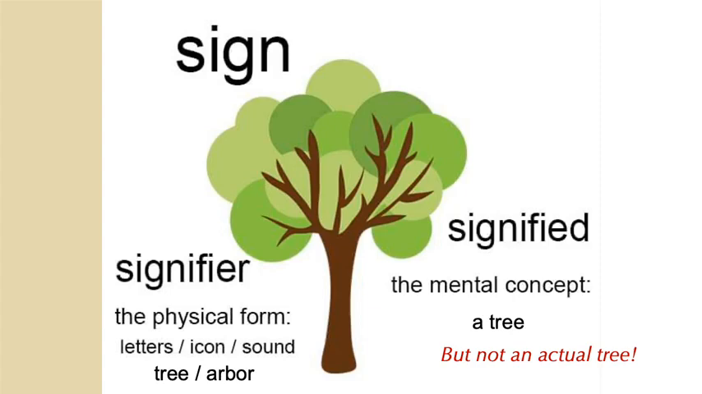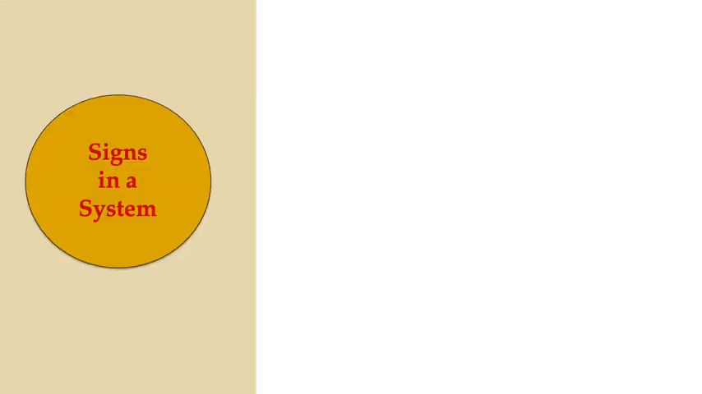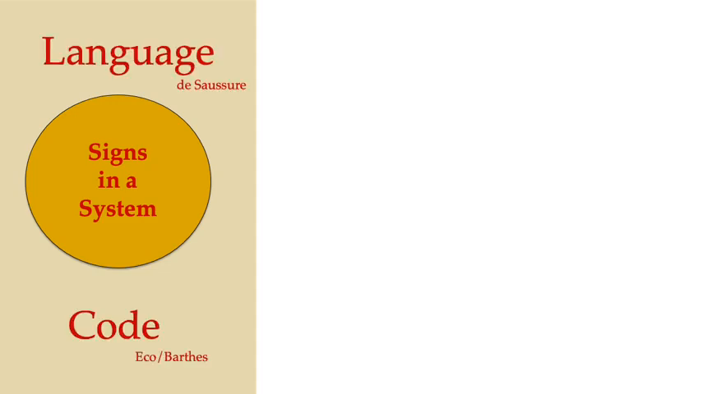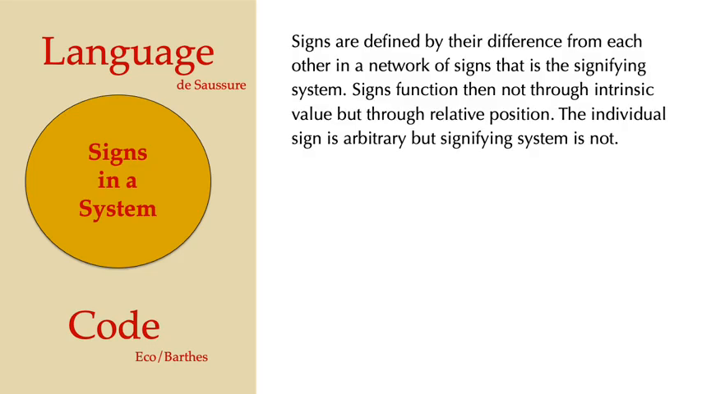Now, signs on their own don't really do much. They're always located in a system, which, for Saussure, is language. We also see later in semiotics the use of the idea of code. We see this in Umberto Eco and Roland Barthes. Again, the code is the system, so the code is like language in this respect. Now, signs are defined by their differences from each other in a network that is the signifying system or language. And so again, we go back to the idea that signs don't have any intrinsic value except for their relative position.